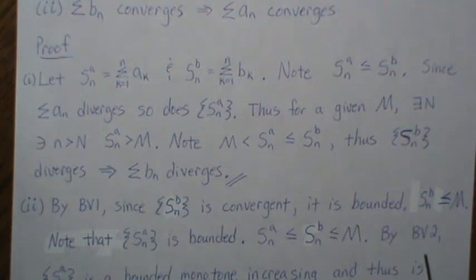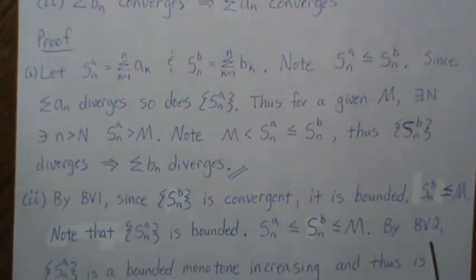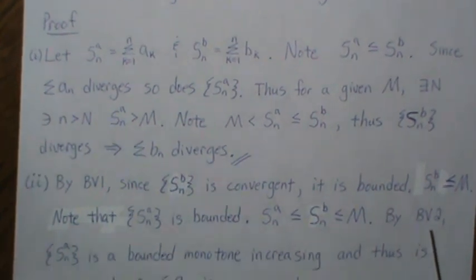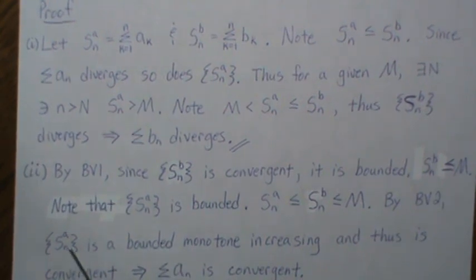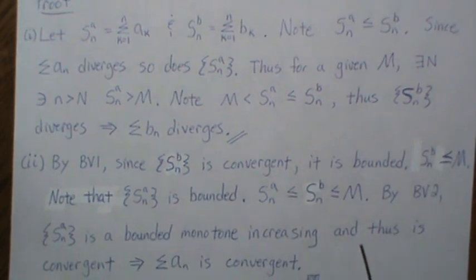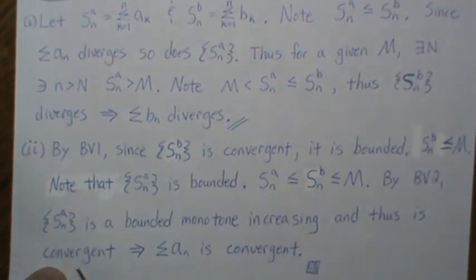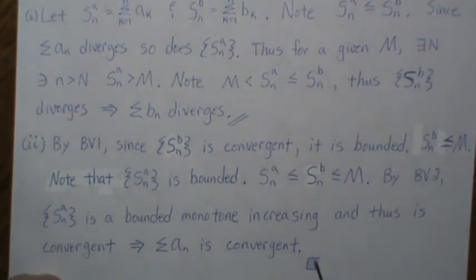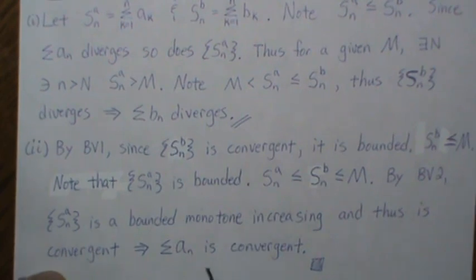Now by the background video on monotone sequences of real numbers, S_n^A is a bounded monotone increasing sequence, and thus it is convergent. Now, if the partial sum of A is convergent, that implies the series is convergent, and that's what we wanted to show: that if the series B_n is convergent, so is the series A_n.